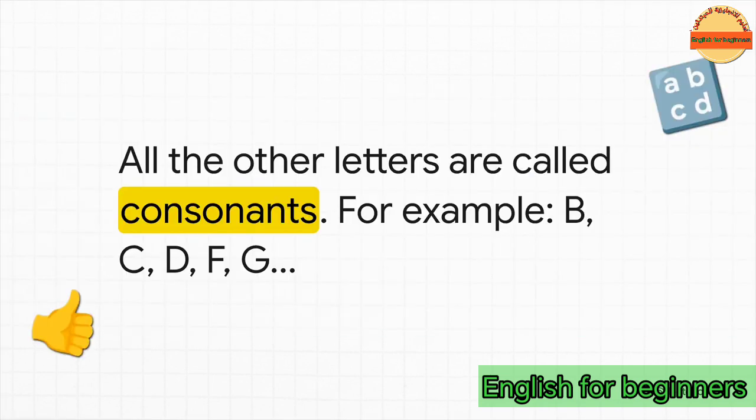And what about all the other letters? Well, if it's not a vowel, it's a consonant. Simple as that. So while vowels are wide-open sounds, consonants are the ones where you briefly block the air with your tongue or your teeth or your lips. Think about sounds like T, P, or M.